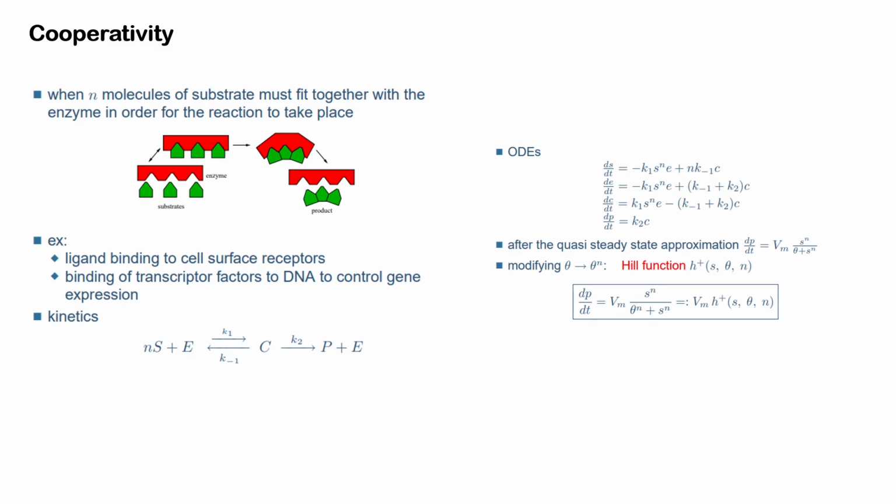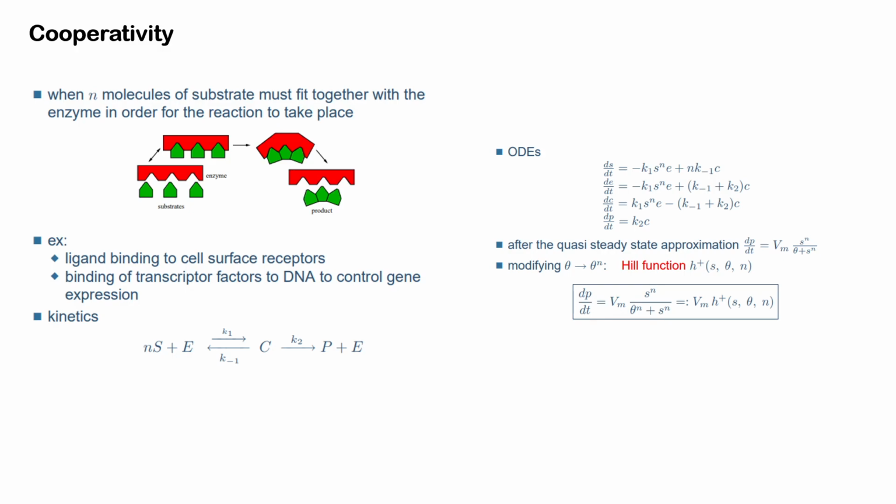So examples can be ligand binding to the cell receptors, or binding of transcription factors to DNA to control gene expression. This is something that we are very interested in, the binding of transcription factors to DNA to control gene expression. This is something you can apply in the case of gene regulatory networks or transcription regulatory networks.